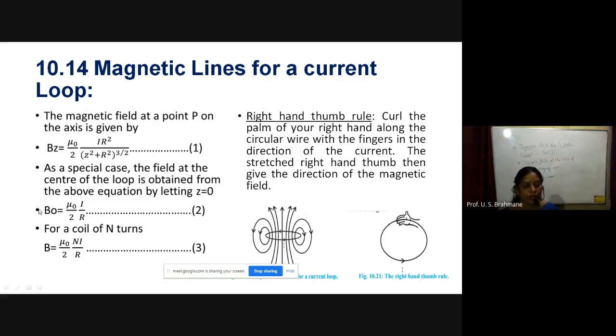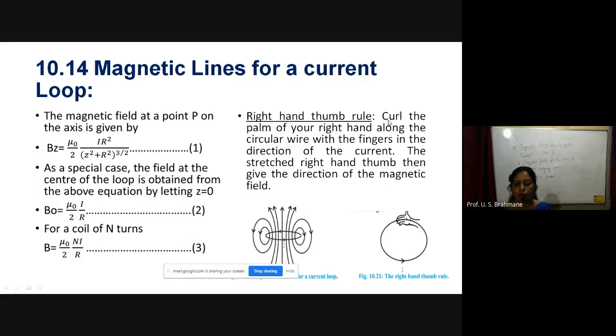This equation we have derived, but using the axis equation also, if you put z equal to 0, we get this equation here. Now suppose for a coil of N turns, then we just multiply it by N. So B is equal to mu 0 upon 2 N I upon R. So this is equation number 3. Now the direction is given by the right hand thumb rule.